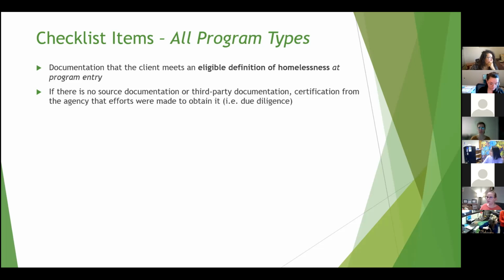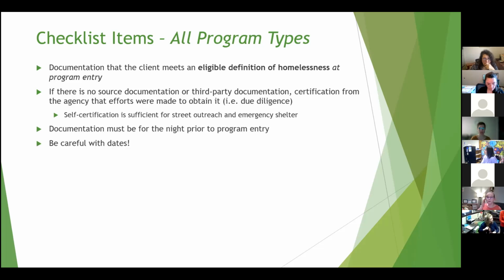So if you're using that balance of state verification of homelessness form, there's that little section there that asks what you did to try to get it, and that's there for a reason. The documentation needs to be for the night prior to program entry. I think this is the most common error I've come across with this form. The homelessness is not a month before they enter the program, and it's not after they entered.